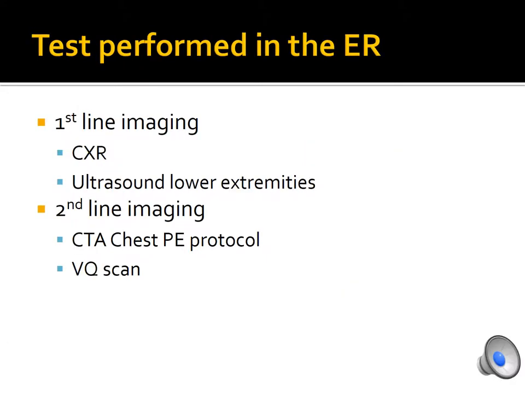The patient's ER workup starts with a chest x-ray and lower extremity ultrasound. The chest x-ray is performed to check for any obvious causes of her symptoms, like maybe pneumonia or a pneumothorax. A lower extremity ultrasound, on the other hand, is ordered to rule out any possible DVT, as the patient was recently hospitalized and has leg swelling. In pregnancy, this increases her chances for developing a DVT.